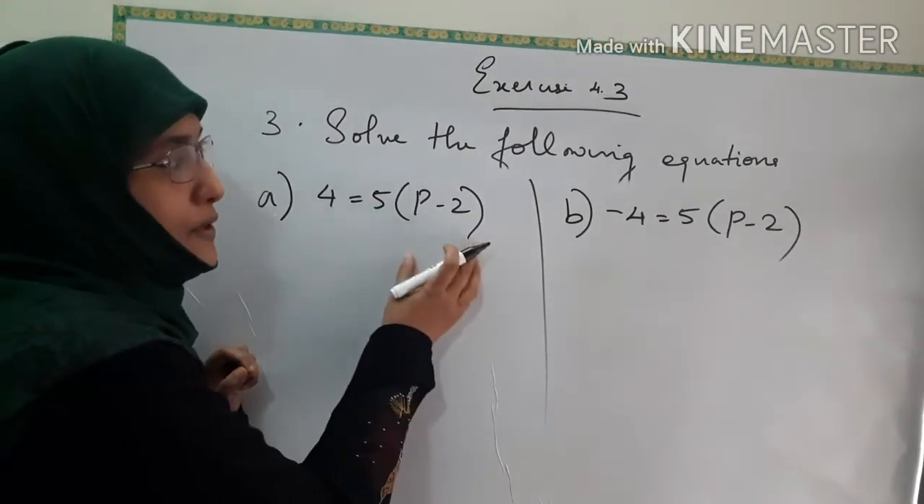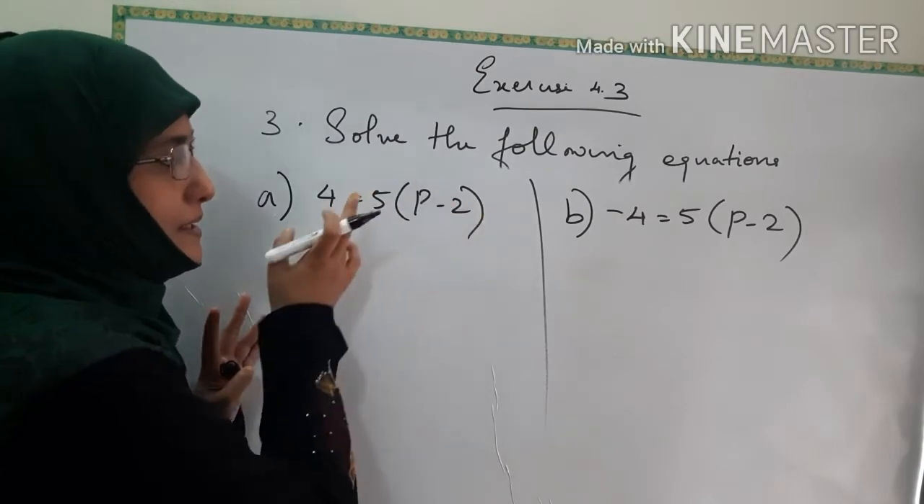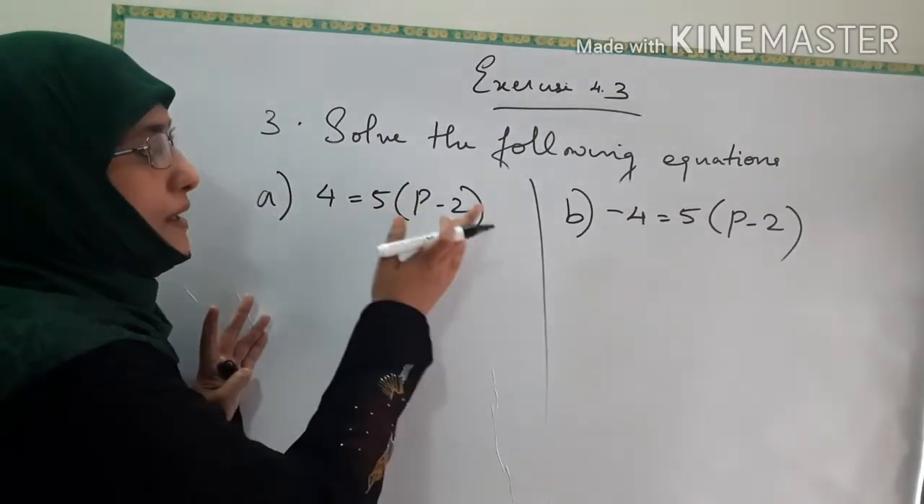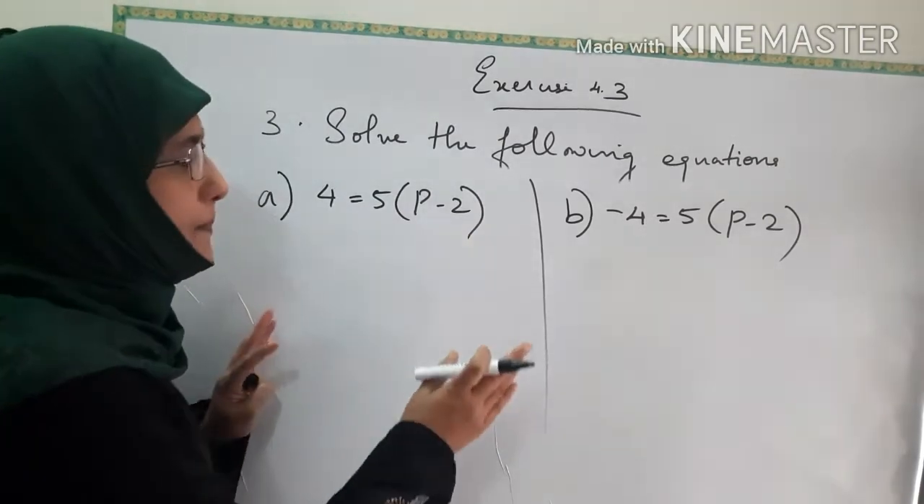Third question, A. 4 equal to 5 into p minus 2. Here what is the difference? In the previous question the bracket was on the left hand side. Here it is on the right hand side.